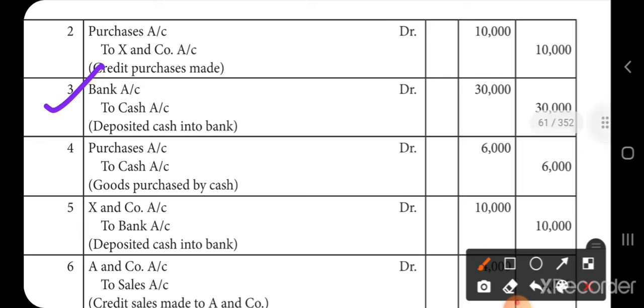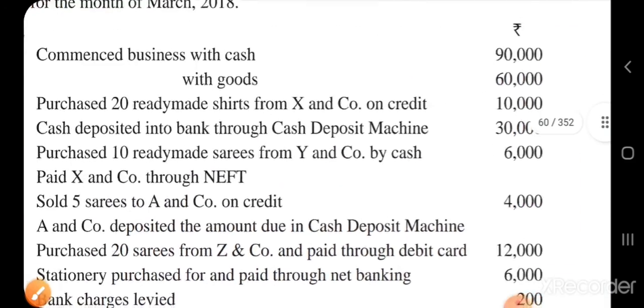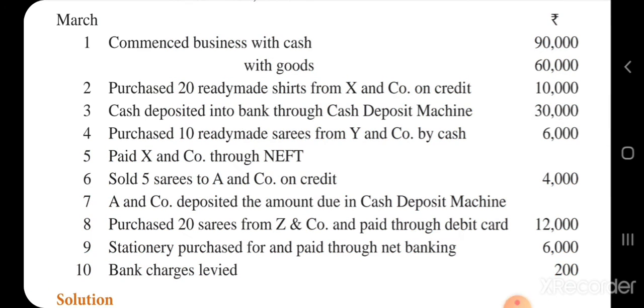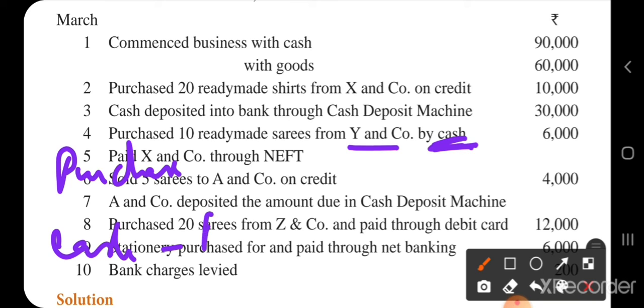Okay, so bank to cash. Next transaction, purchased 10 ready-made sarees from YN company by cash. So it is not a credit transaction, it is a cash transaction. So what are the accounts involved? Purchase and cash. Cash is a real account, purchase is the nominal account.